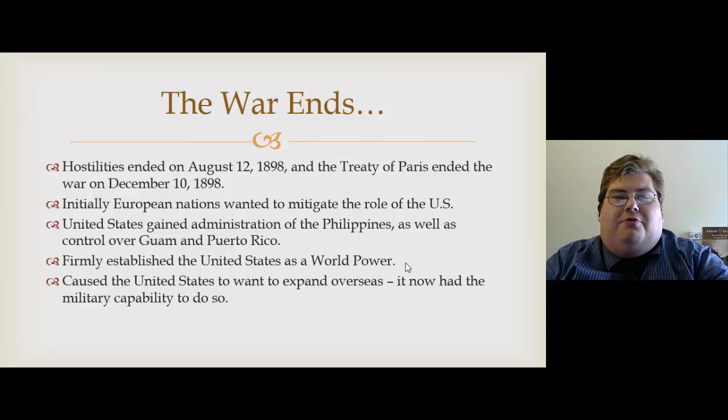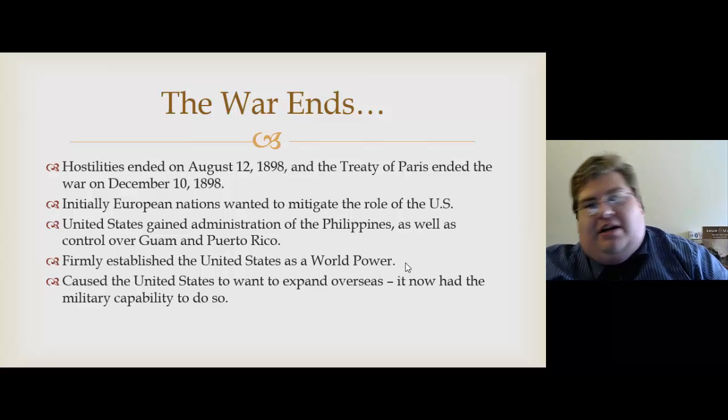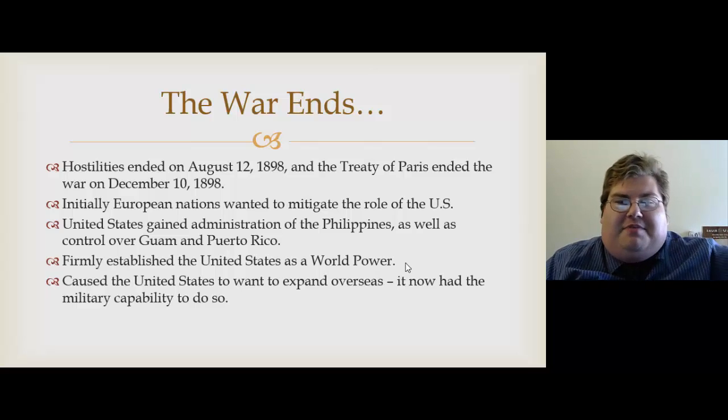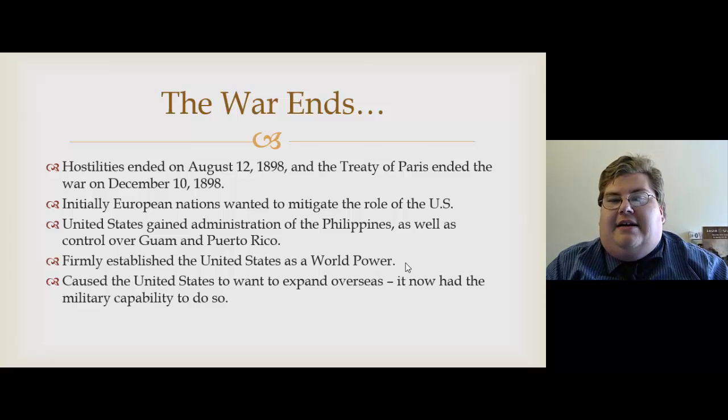Why? We've got troops going to Cuba. We don't need them, so let's go ahead and snap off Puerto Rico. We've got troops going to the Philippines. We don't need them. Snap off Guam. And a third Treaty of Paris ends the war on December 10, 1898.